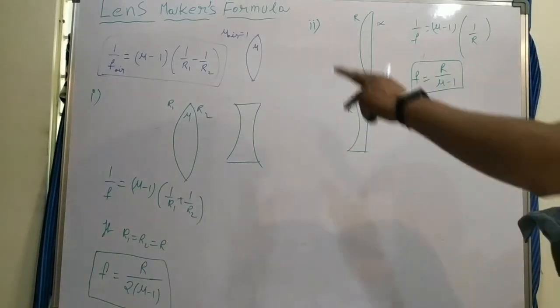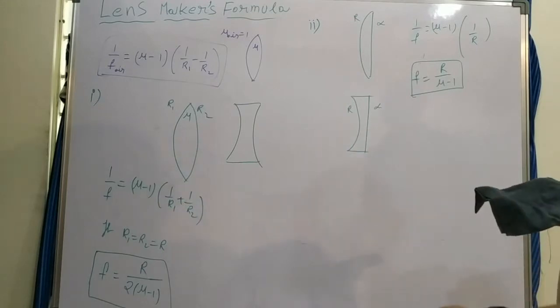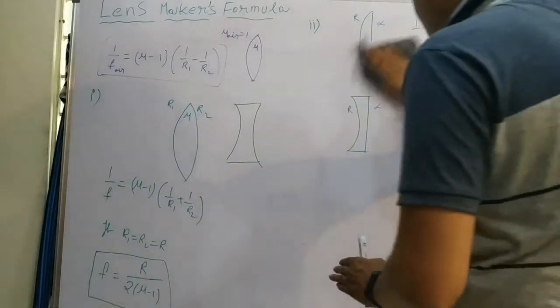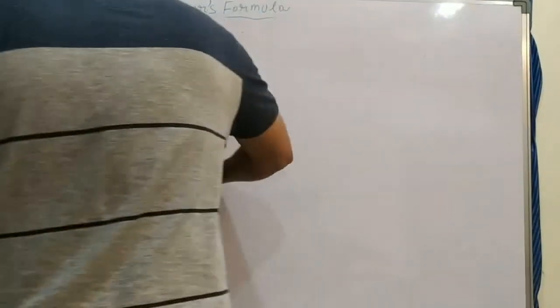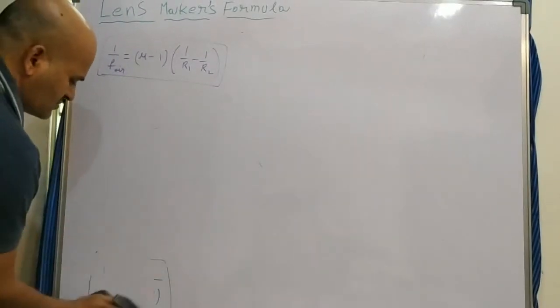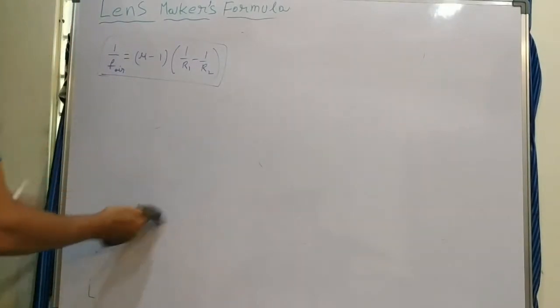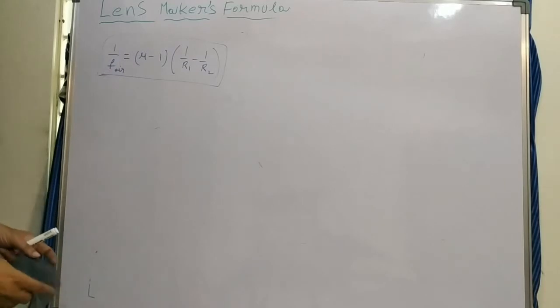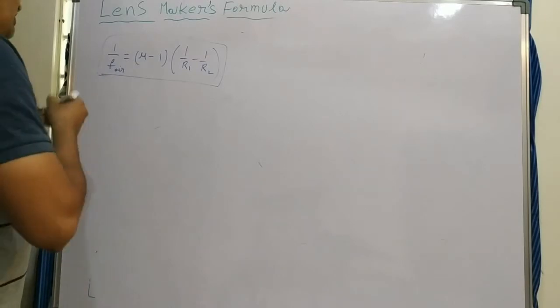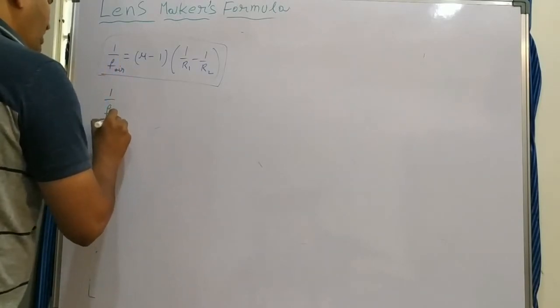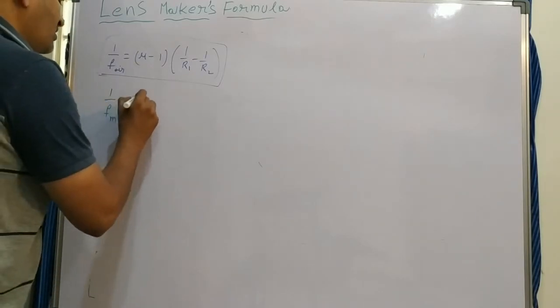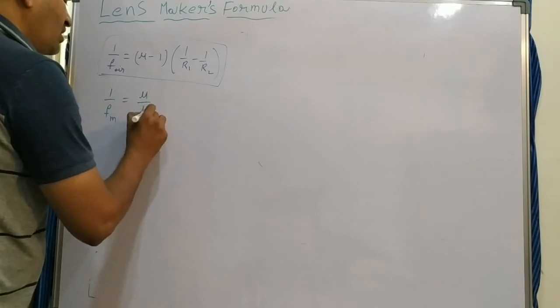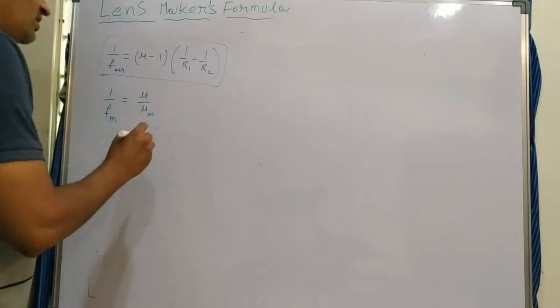Suppose the lens is initially in air and now you place it in a medium. What happens to the focal length, we'll see now. Initially it is in air, so the focal length formula is 1 by f air equal to mu minus 1 into 1 by r1 minus 1 by r2. Now if it is in a medium, I'll write fm, the focal length of the lens when placed in another medium: mu of the lens by mu of the liquid, nothing but the medium here, minus 1.